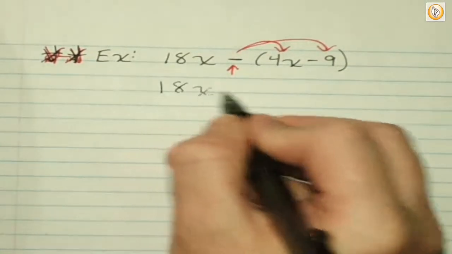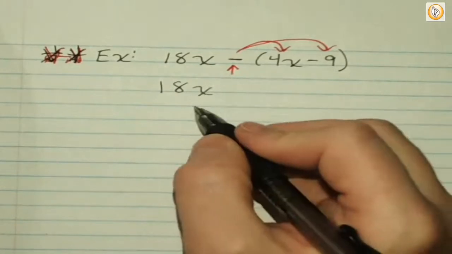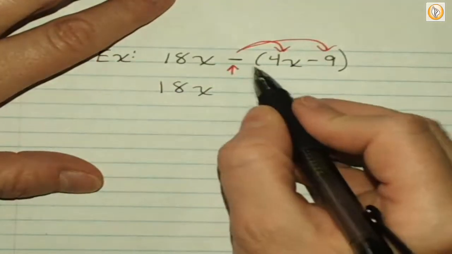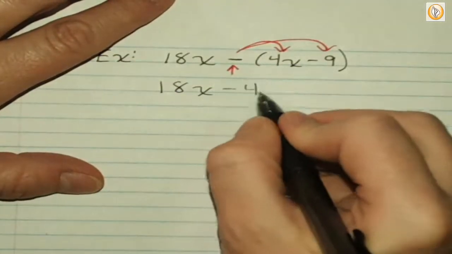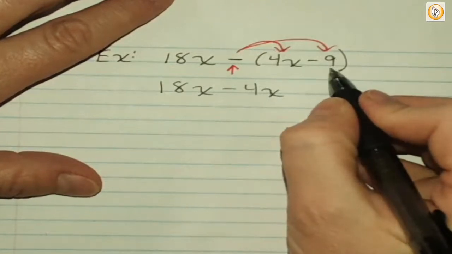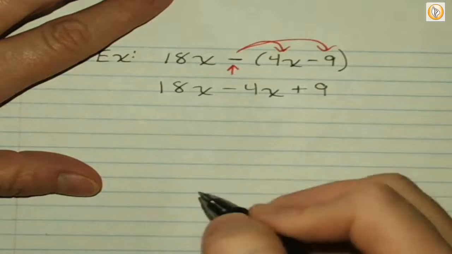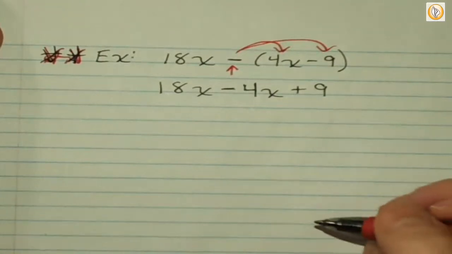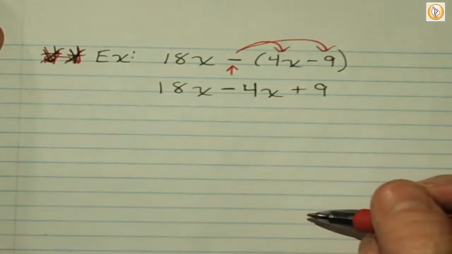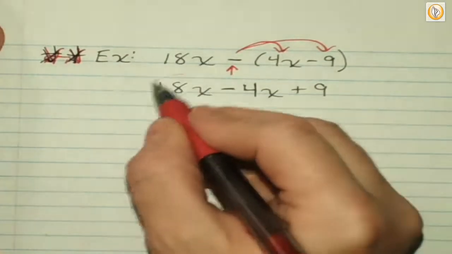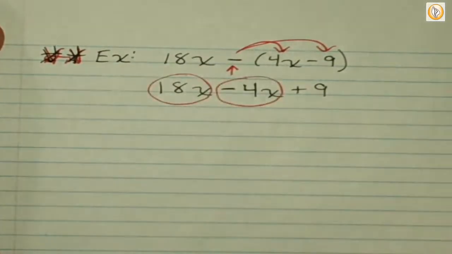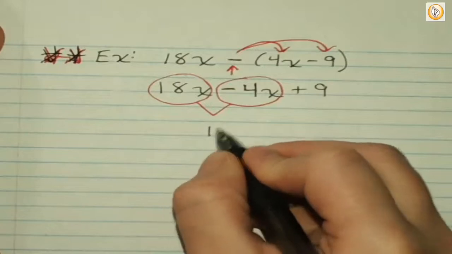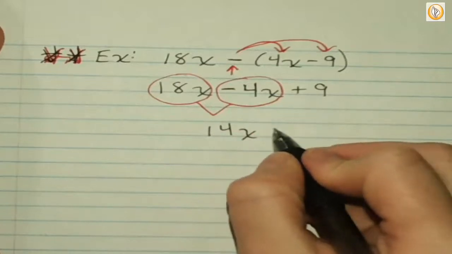Therefore, it becomes 18x. Now, Kelly, look here. This was a positive 4x, so what is it now? That's right. And Joseph, this was a negative 9. It is what now? Positive 9. Very good. See, we didn't have to even write that paragraph. So now, what are my like terms, Joseph? 18x and negative 4x. And what do you get? 14x. And then I'm going to bring down my plus 9.